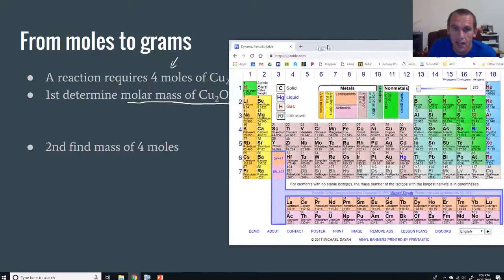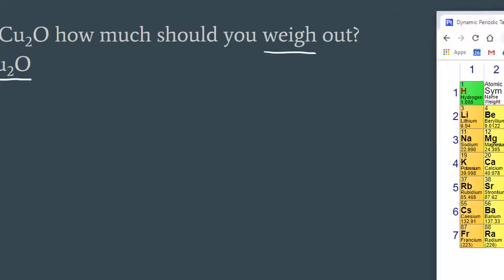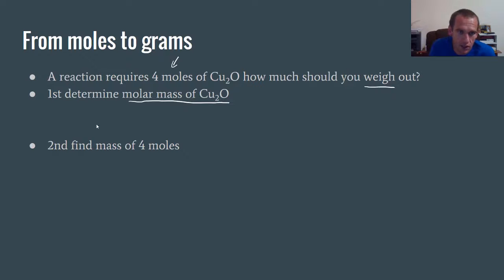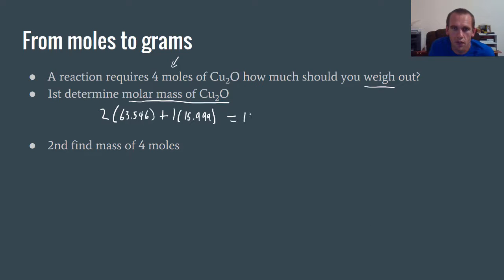So I'm going to grab my periodic table, and I see copper is right here. It's got a molar mass of 63.546, and oxygen is 15.999. So with that in mind, I can say over here I have 2 coppers, and remember the molar mass of copper was 63.546. And I have to add on to that my 1 oxygen plus 1 times 15.999. And I'm going to use my calculator, type that in, and we get 143.091. And the units on this is grams per mole.